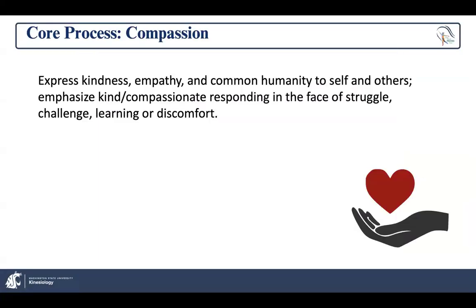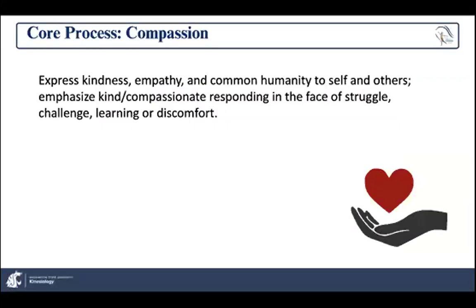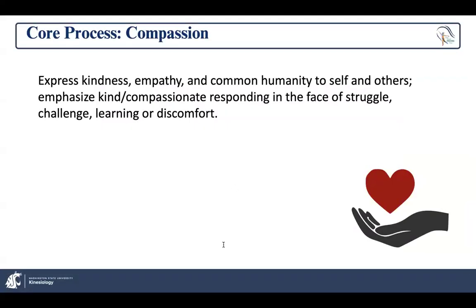Moving on to our more general core processes, compassion and inclusion. Let's start with compassion. In order to foster a compassionate environment, what we mean is that the instructor does things like express kindness, empathy, and common humanity, which simply refers to this idea that we all go through hard things in life and we all struggle, and that's what connects us as human beings. The instructor emphasizes kind and compassionate responding in the face of struggle, challenge, learning, or discomfort. And we really want this compassionate environment to permeate everything that is done within the Find What Moves You program.